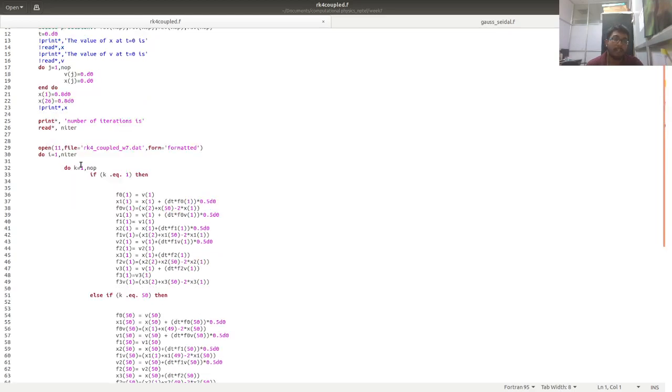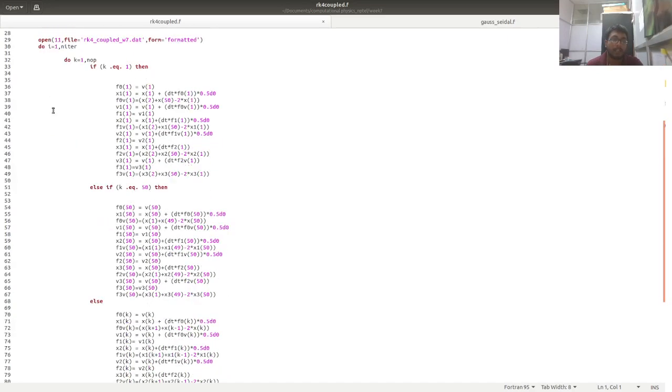Then I am giving the number of iterations as niter, and that will be 2000 for our question. So I am giving the niter number of iterations, and in this case instead of one particle we have 50 particles, so we have to have a loop over the particles also. So for the first iteration, we have to calculate all of the equations of motion for all of the particles.